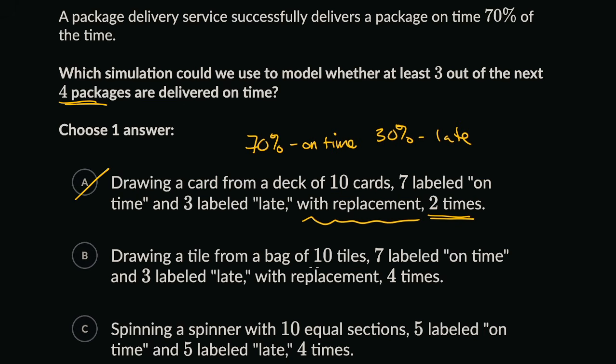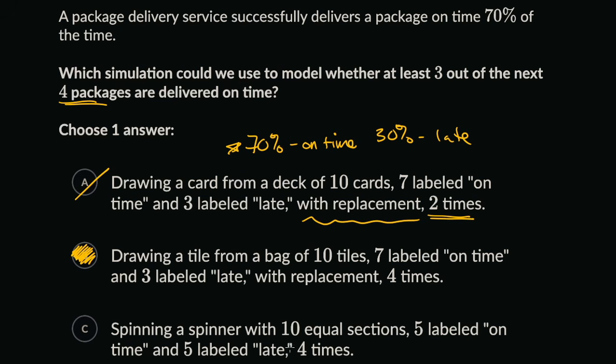Drawing a tile from a bag of 10 tiles, 7 labeled on time, 3 labeled late. So that has the same property, which I like, 70% on time, 30% late. With replacement, I like that too, because it won't change this ratio as we pick things. 4 times. Yep, that's what I said. You want to do it 4 times to simulate each of the 4 next deliveries.